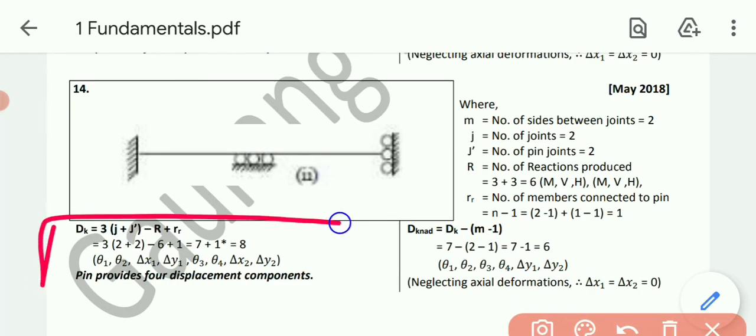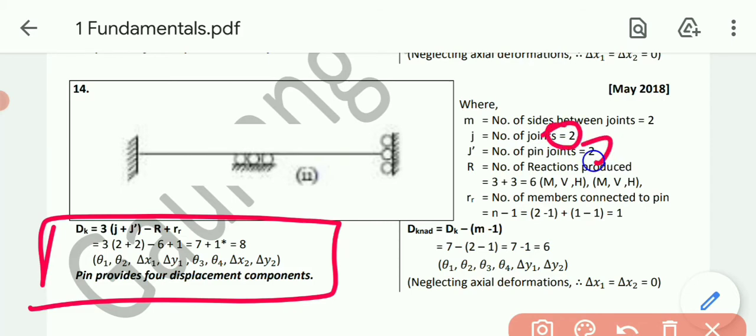Now let's put down the equation. DK, 3 times J plus J dash minus capital R plus small r. 3 times J dash, both equals 2, minus capital R, that is 6, plus small r, that is 1. Okay. So ultimately 3 times 4, that is 12 minus 6 plus 1, 7. Okay. Plus 1 is why? Because a pin is provided exactly at this support. Okay, that's why I have given the plus 1.